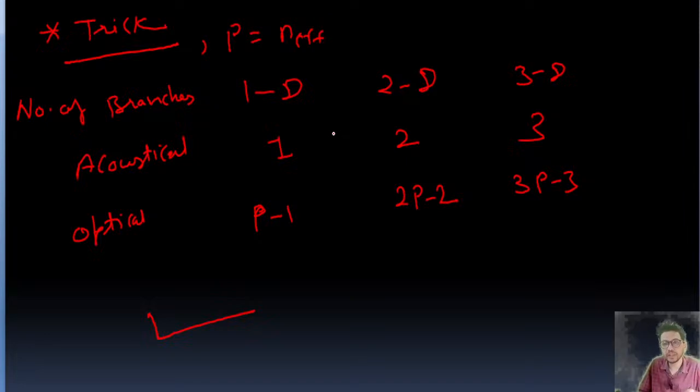But for the optical branches there is a trick. For getting them in 1D, you must know the N effective. If you know the N effective, then in 1D it is going to be 1p minus 1, in 2D it is going to be 2p minus 2, and in 3D it is going to be 3p minus 3. Okay.